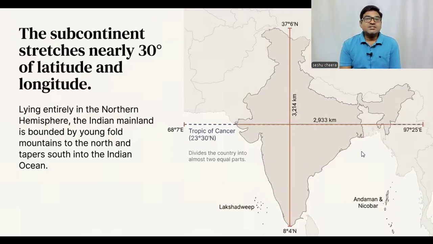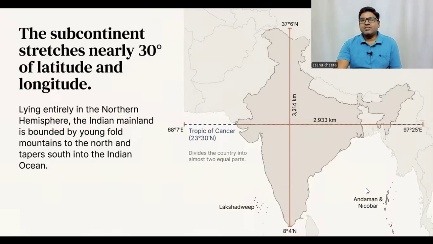Now in which hemisphere does it lie? India lies in the northern hemisphere, just above the equator. Let me show you on the screen. As you can see here, the degrees of latitudinal and longitudinal extent.